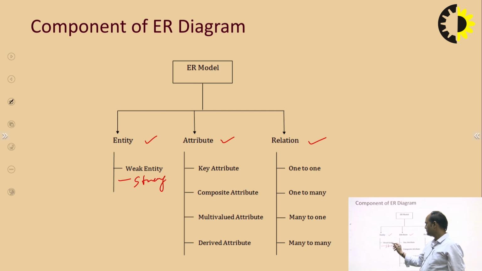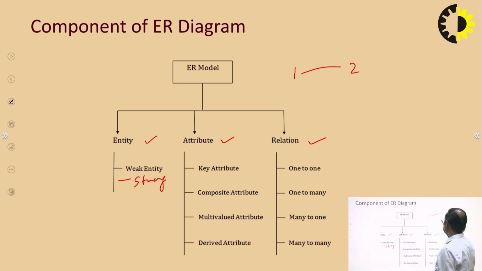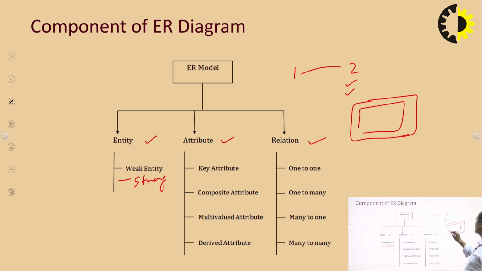A normal entity that we can draw is called a strong entity. If we cannot define the entity independently, and one entity is dependent on a second entity, it is called a weak entity, and we can denote it by this. This is the denotation of a weak entity.